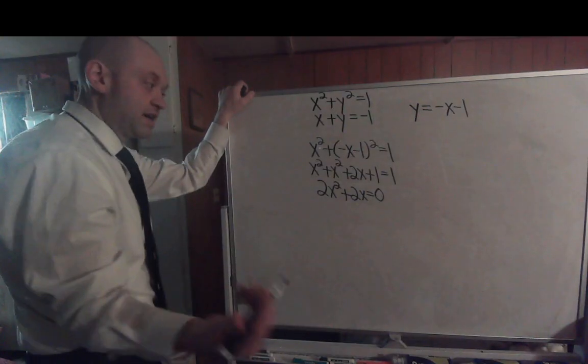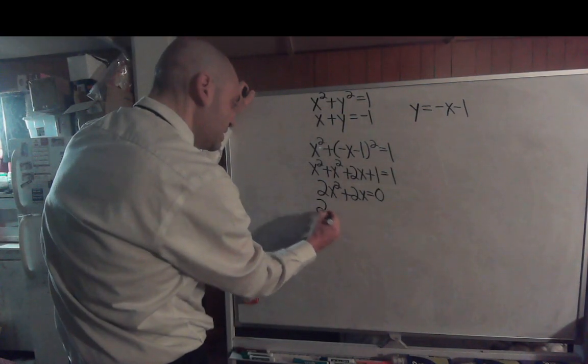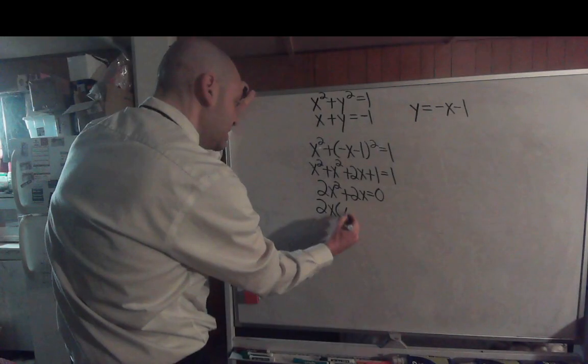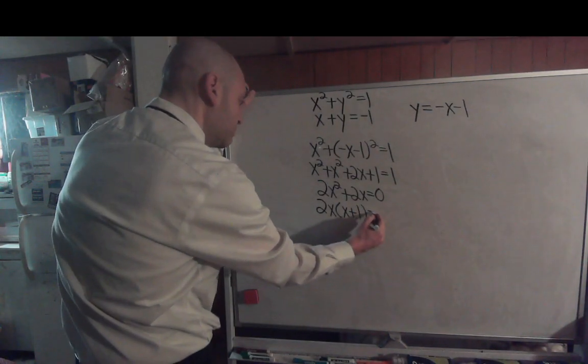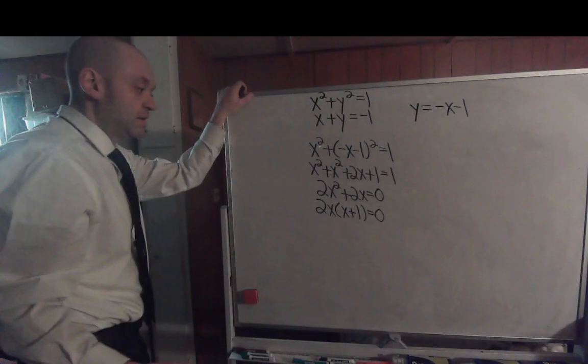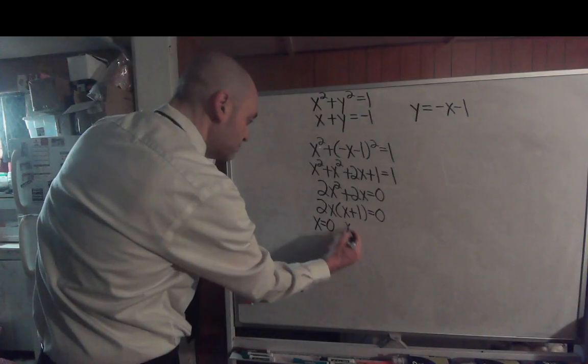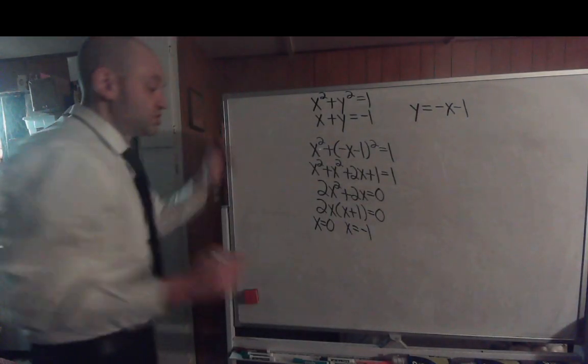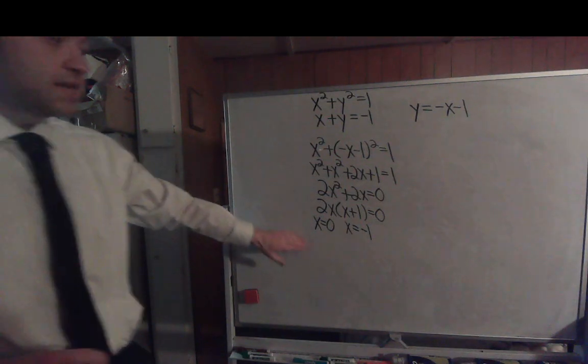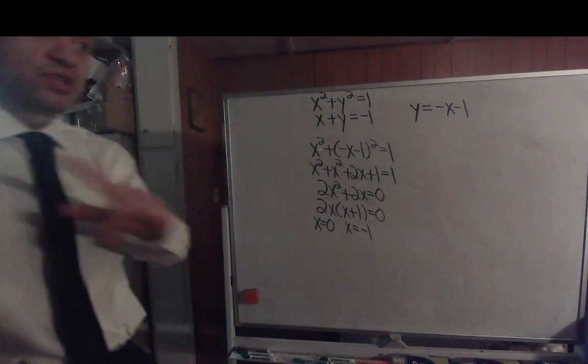And then you can factor out a common 2x, so you'll get 2x times (x plus 1) equals 0. And then, of course, x equals 0 and x equals -1. So you have two solutions for x. That means you're going to have two solutions for y.